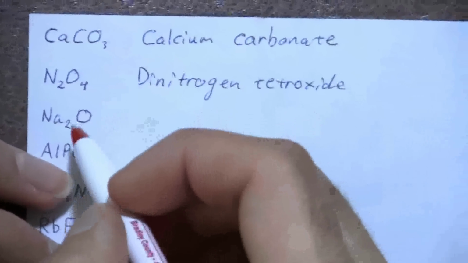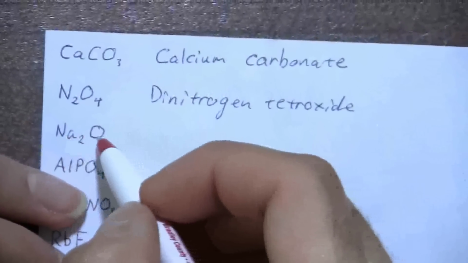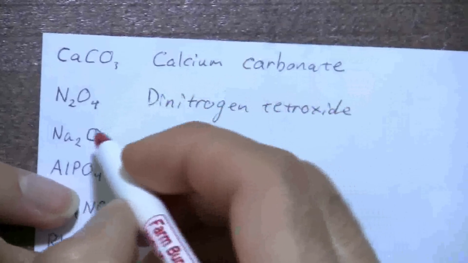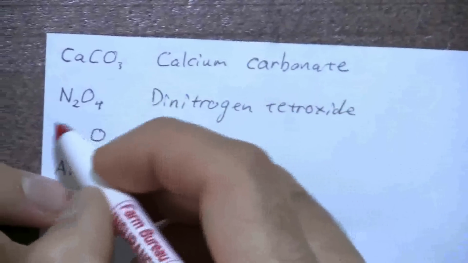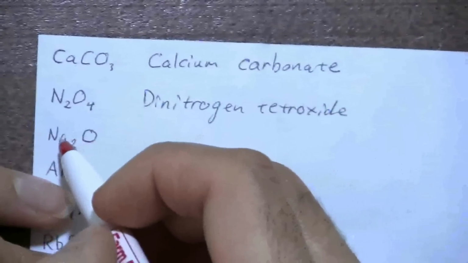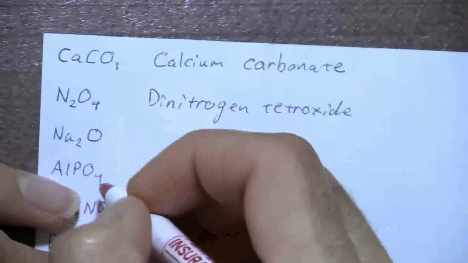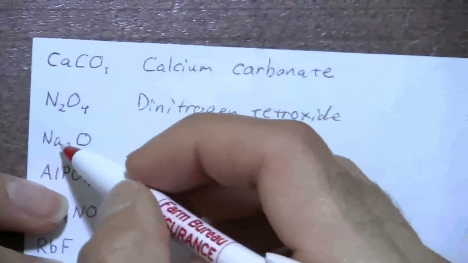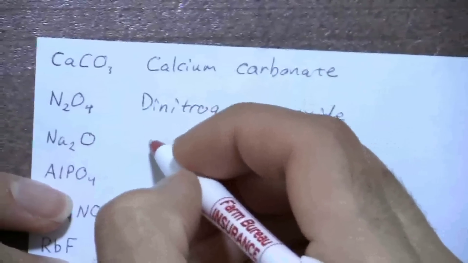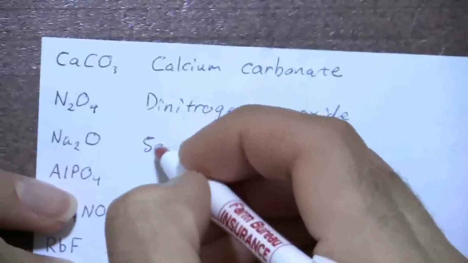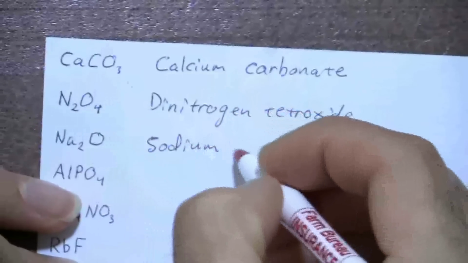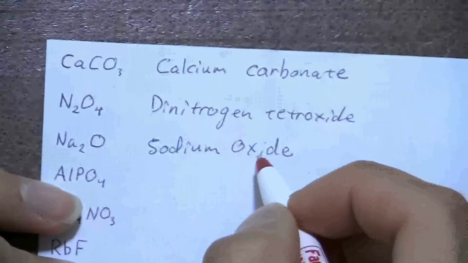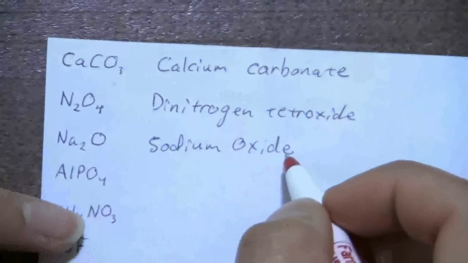Now here we have a metal and a nonmetal, so this is an ionic compound. So we need to look at that sodium. We know it's in that first column, so it has a positive 1 charge. We know what its charge is, so we don't have to write that in the formula. This will just be sodium oxide. Okay, monatomic ion, so we end that in IDE.